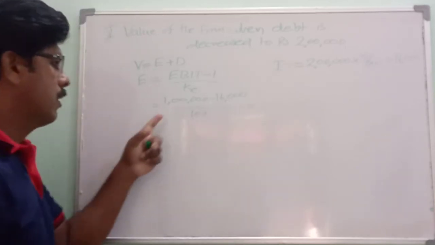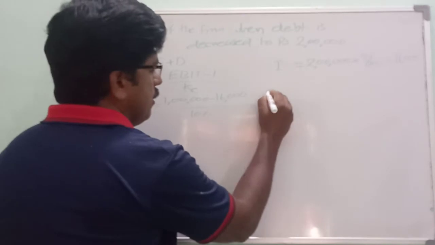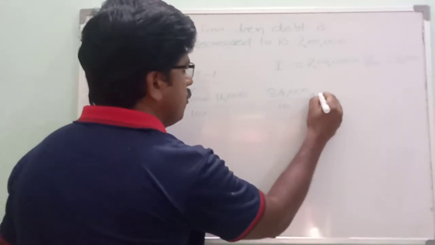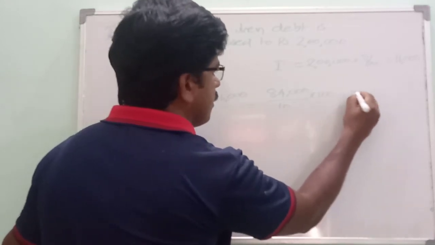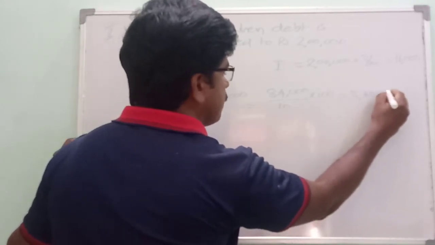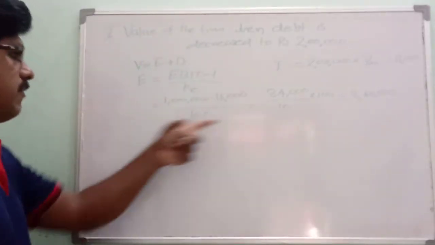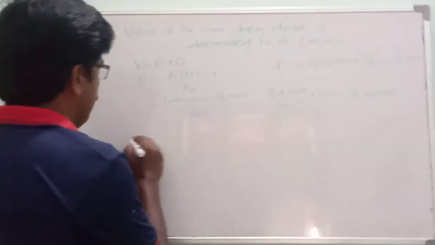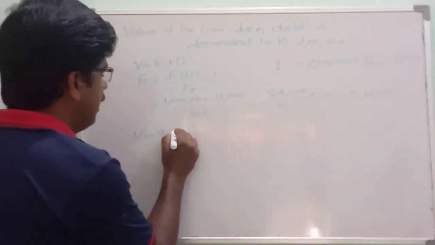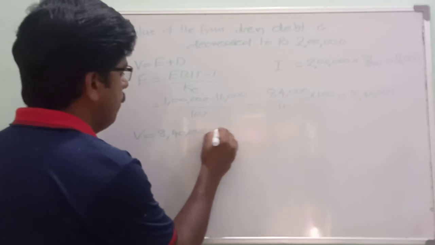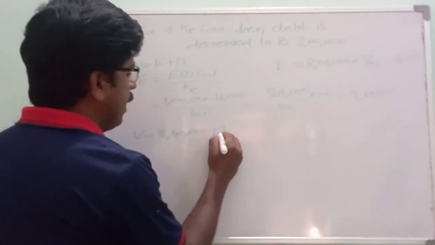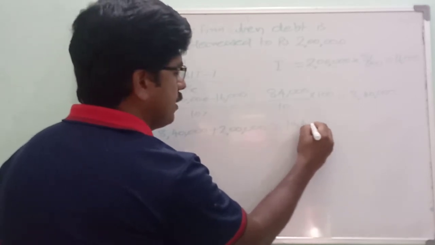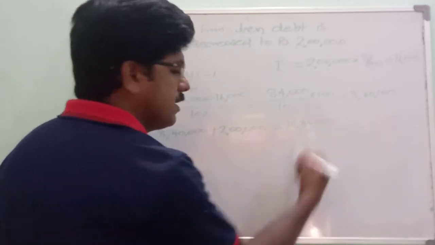That is equal to 84,000 divided by 10 into 100, that is equal to 8,40,000. This is the value of E. Market value of equity is equal to 8,40,000. Then V is equal to 8,40,000 plus debt capital, it is 2 lakh. Okay, 2 lakh. Therefore 10,40,000, it is the value of the firm.